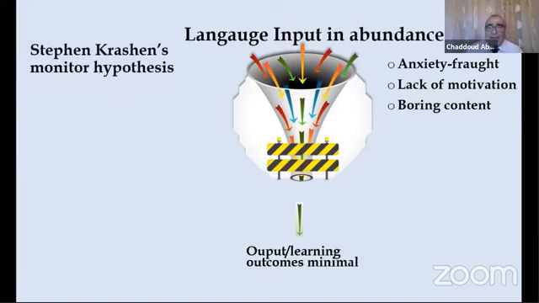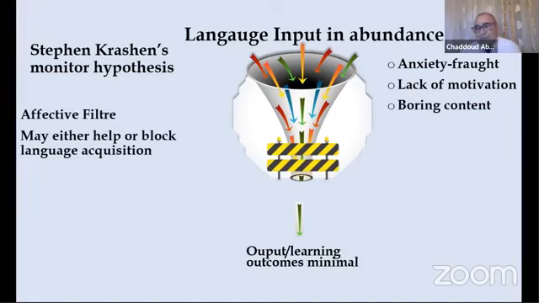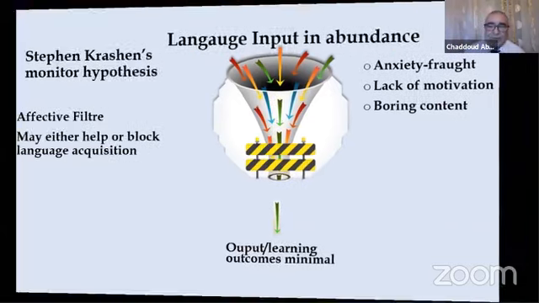They are blocked here, and this is not my idea. This is Krashen's monitor hypothesis. I just reversed the ideas so that you would understand it the other way. So the affective filter is what Krashen advocates could either help or block language learning, language acquisition precisely. We talk about a high and low affective filter. If it's high, there is little learning. And if it's low, there is a lot of learning taking place. So students are happy.